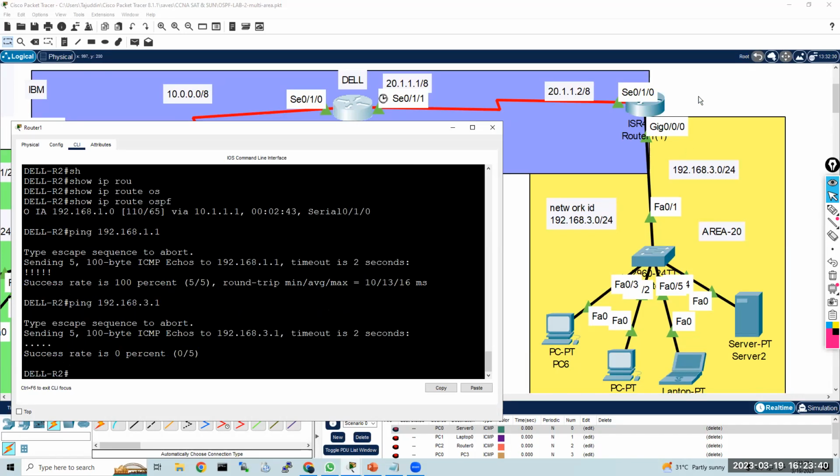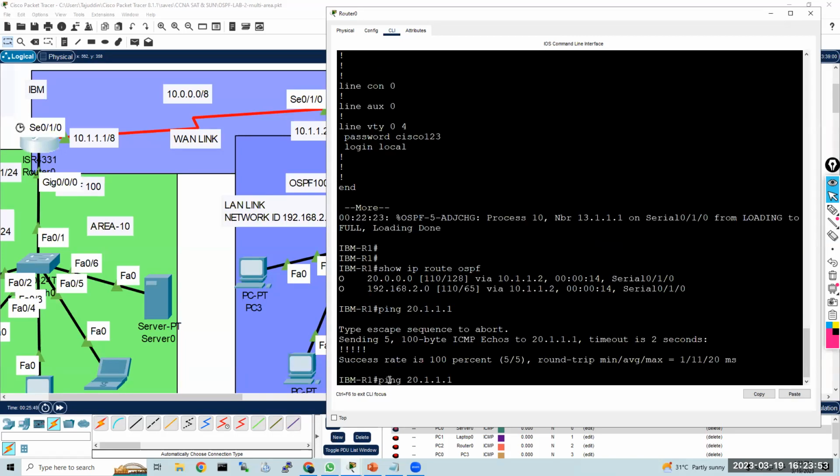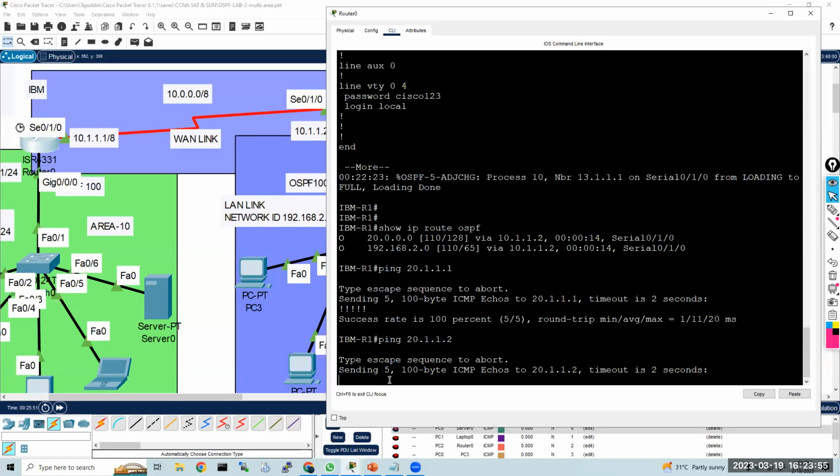Even in router 1, if you jump, I can reach up to the 20 network. You can see, right? You can reach. So 20.1.1.1, I can reach 20.20.2. From 2, it is not reaching. Correct. This is how we have to check, guys.